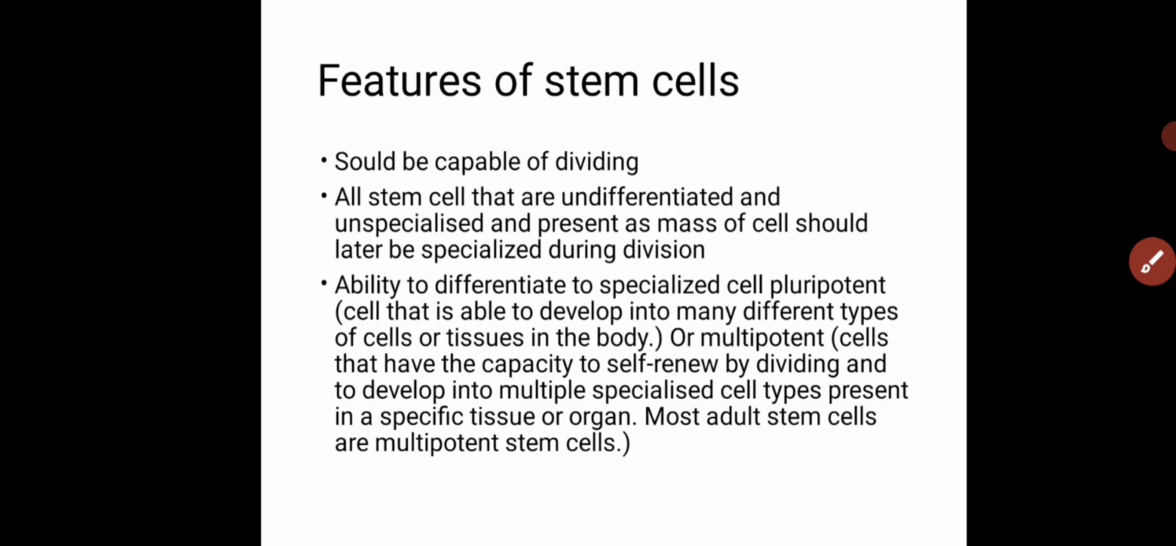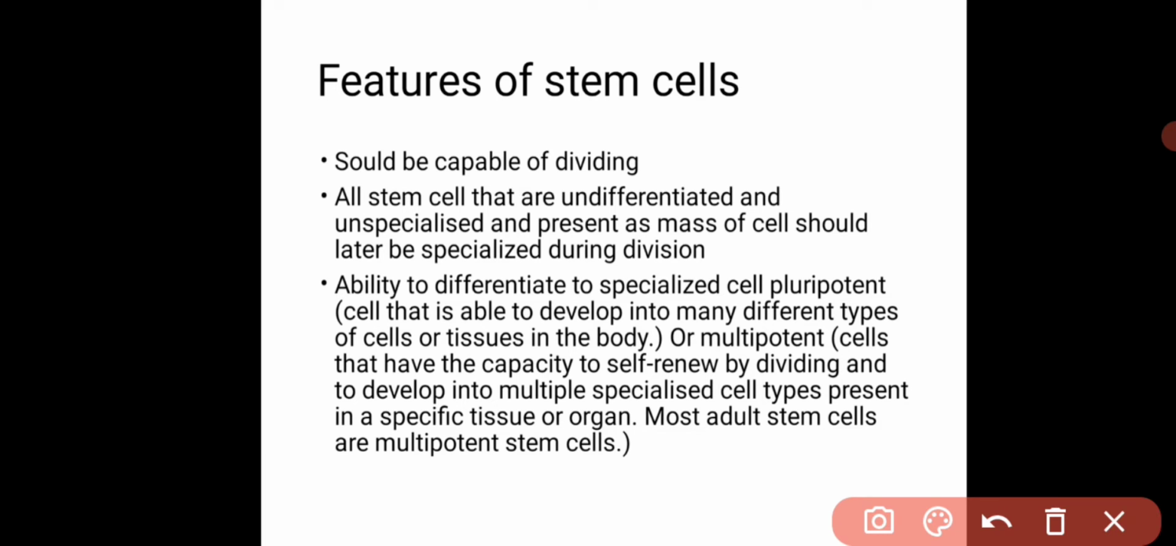Okay, so features. What features should the cells have so that we can consider them stem cells? First, it should be capable of dividing. If you use the cell for some therapeutic purpose, that is cell therapy, that particular cell should be capable of dividing and replicating itself, right? If the cell fails to divide itself, the cell is not potent, and the therapeutic purpose and the experiment will fail. So for that purpose, it should be capable of dividing itself.